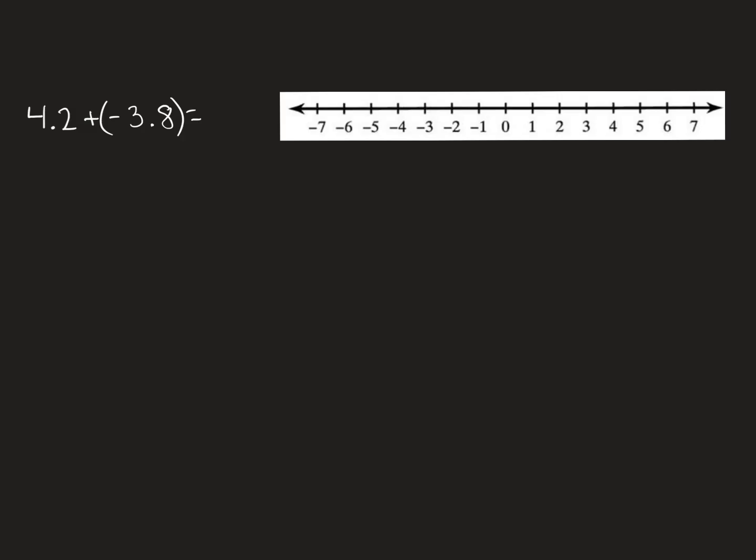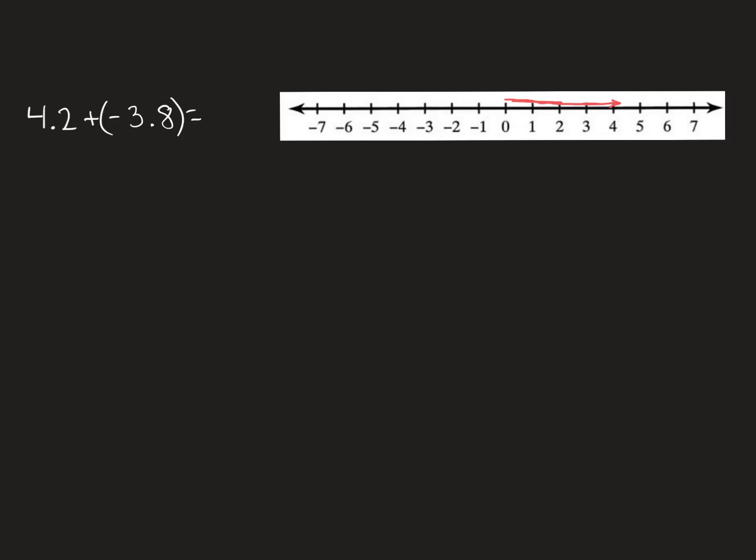And in this case, we have 4.2 plus negative 3.8. And in my other videos, I was just talking about movement on the number line. So if we have 4.2, we would move to the right, positive 4.2. Now, I'm just going to approximate this here. 4.2 is about right here. Now, I can't put the exact location, but that's okay because we're going to have to employ a different strategy here.